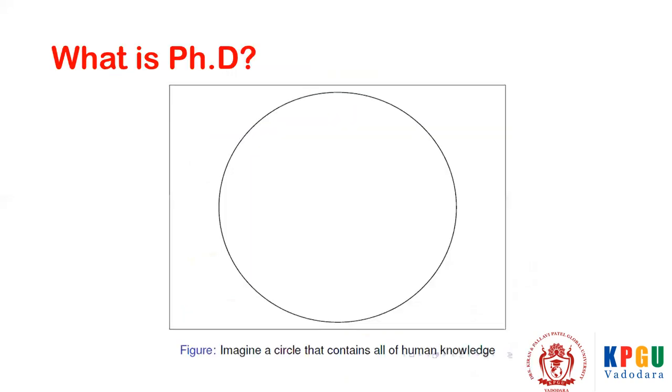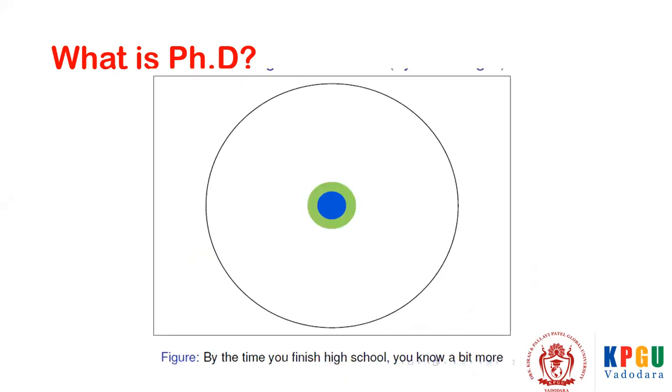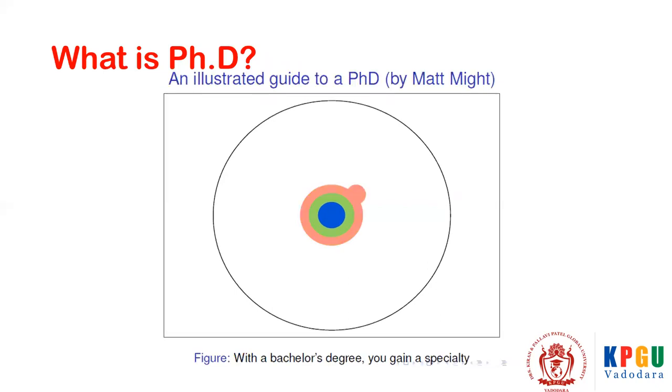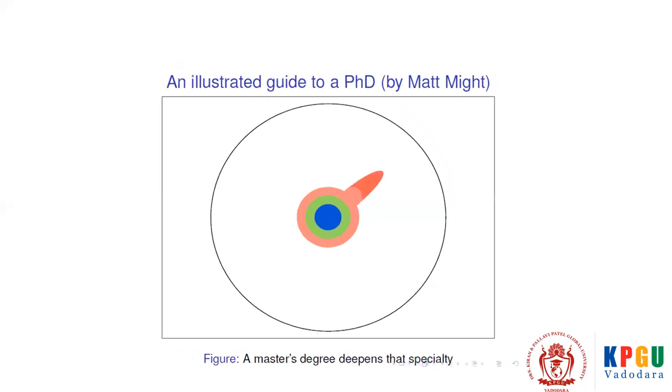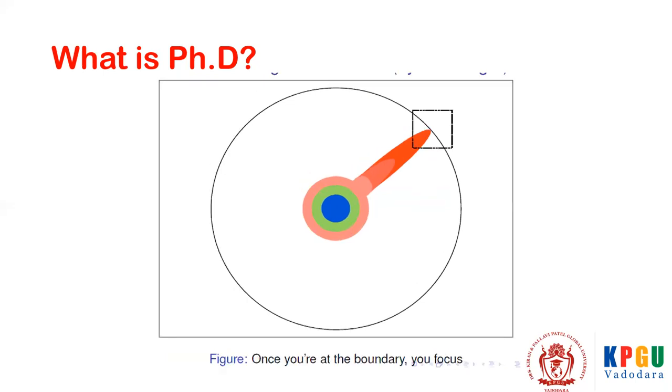So that's all. Now, what is a PhD? Consider this circle that contains all human knowledge. This is what you have once you finish your elementary school. This much you have after your high school. This much after your bachelor's degree, because now you have a specialization. This is after your master's degree. In one direction, your knowledge is increasing because you selected a specialization. And this is after reading all the literature in a research area, you reach the boundary.